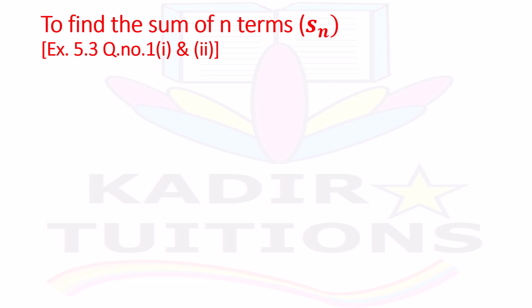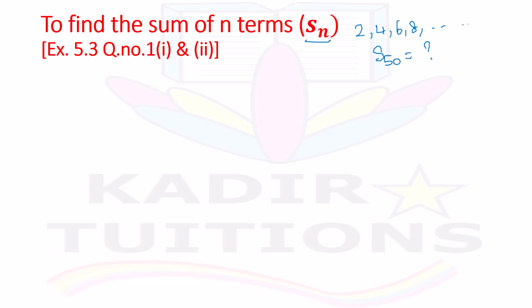Next, we are going to find the sum of n terms, which is nothing but Sn. How to define this? Just consider one AP as 2, 4, 6, 8 and it is going on. Now I want to find the sum of the first 50 terms of this AP. Then we can say S50 is what? Like that we are going to find.